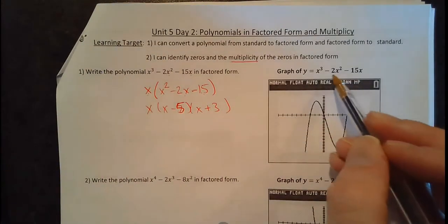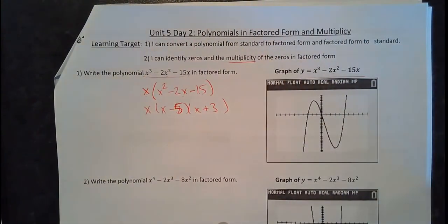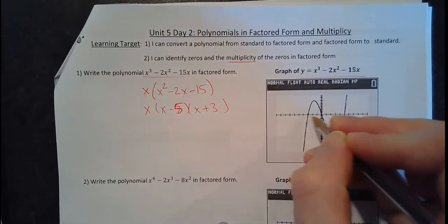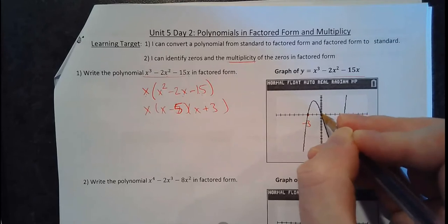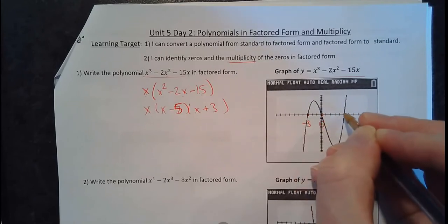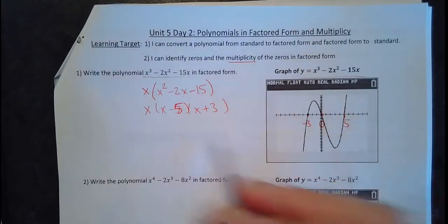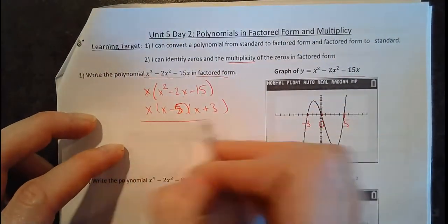Off to the right here, I've got the graph of the exact same function. Let's look for some correlations here. Where does this cross the x-axis? Here at negative 3, here at 0, and here at 5. How do those numbers correlate with these numbers? Well, because I said factor it, factored form, there's my answer.